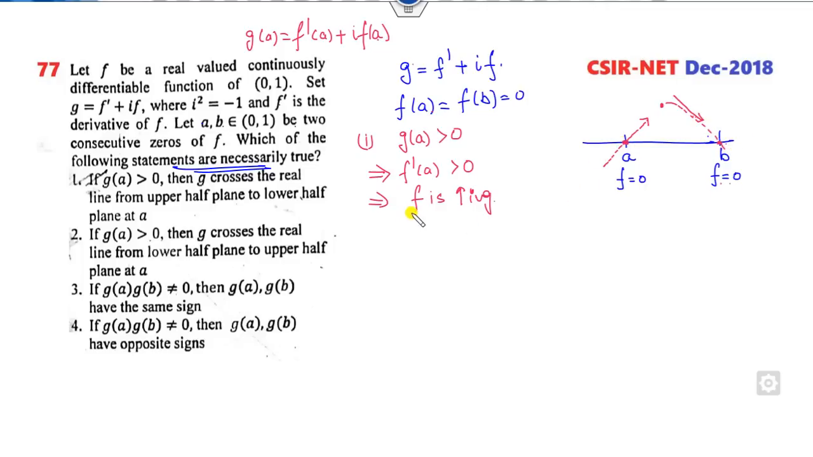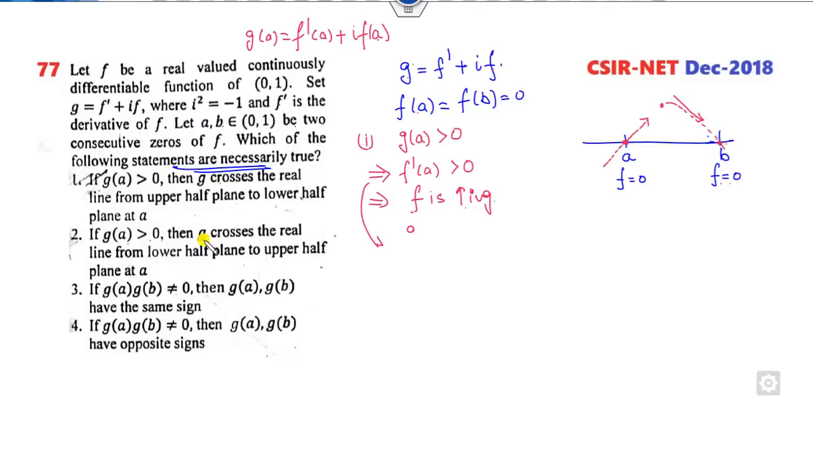So it means f is increasing. So then g crosses the real axis. So what is the f of this? f of a is 0. So g, f dash is nothing but my g, or you can see here g is my, okay, fine.